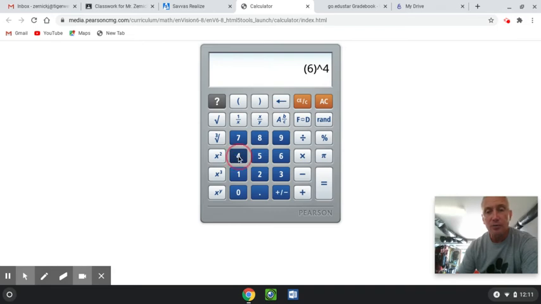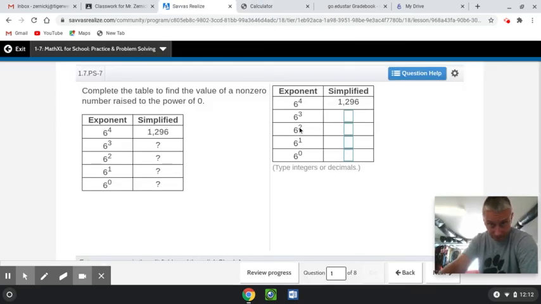So we're going to put to the 4th power in. Oops, I went a little too far there. 6 to the 4th power. And then all we have to do is hit equals. And that 6 to the 4th power is 1296. So 6 times 6 times 6 times 6 is 1296. So when we go back here, we see that our answer is certainly 1296.